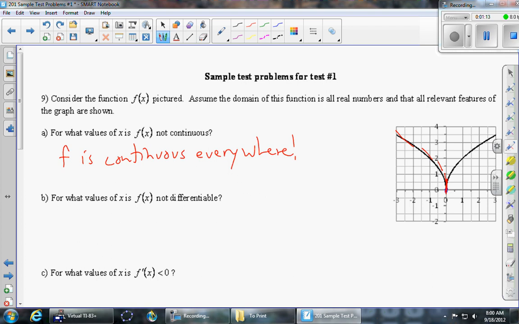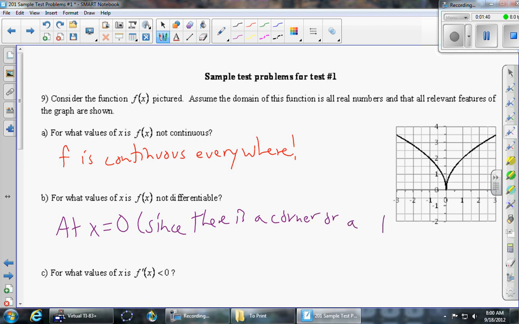You know, I mean, that's enough. It's a very rough transition going from the left side of x equals 0 to the right side of x equals 0. So this function is not differentiable at x equals 0. And we'll just highlight here, since there is a corner or a cusp at x equals 0.